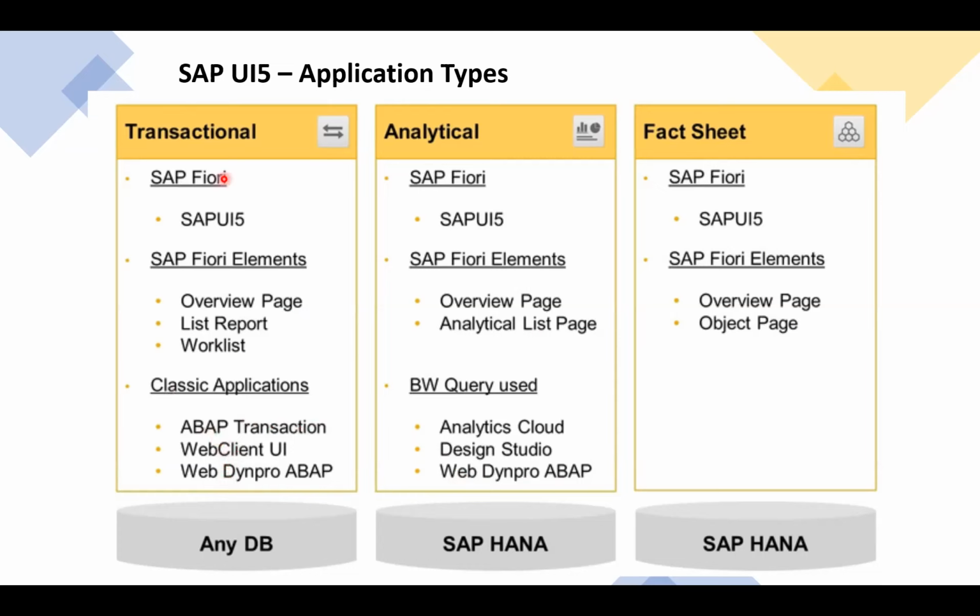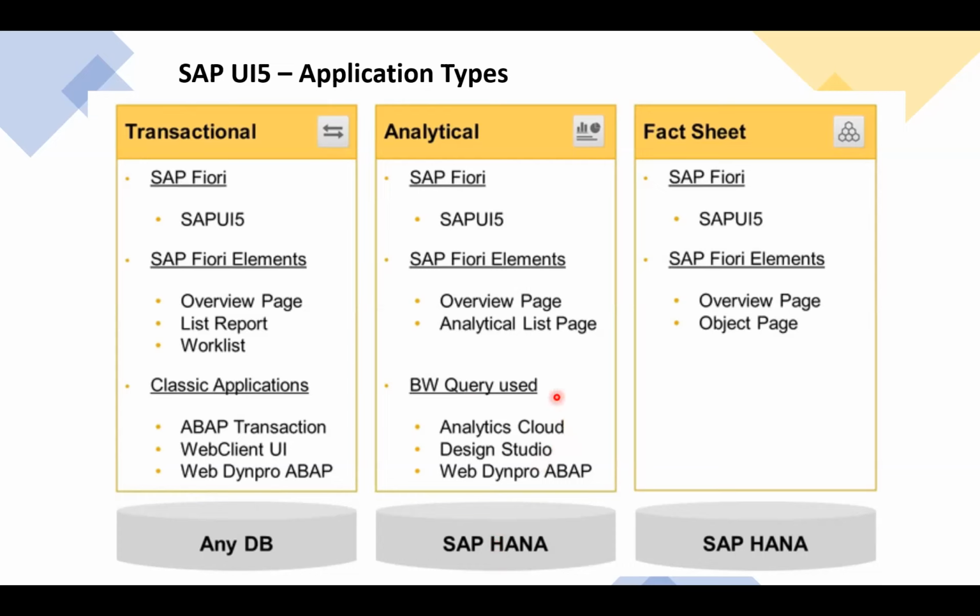And classic applications can be built as transactional applications on these DBs. So they are web client UIs, for example, CRM UIs, WebDynpro applications, and ABAP transactions. And for BW support here, analytical, we know that. So BW systems will be involved in this place. So analytics cloud, Design Studio, Web Intelligence applications. So they all need SAP HANA as a backend database.